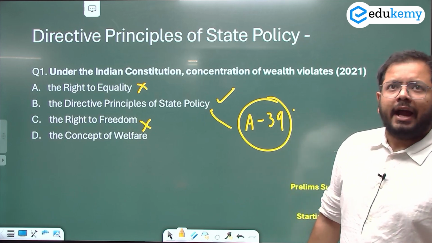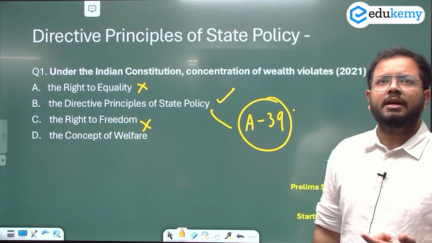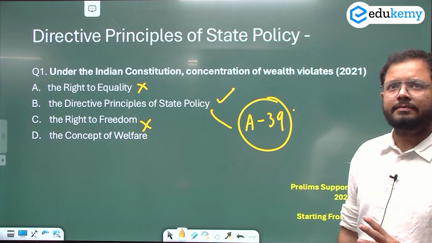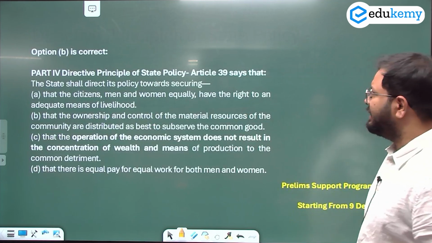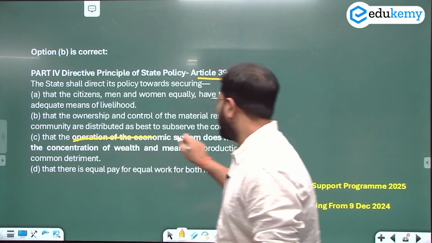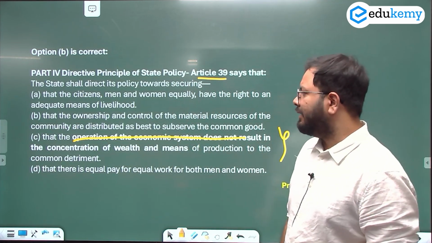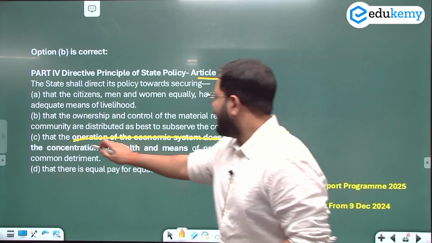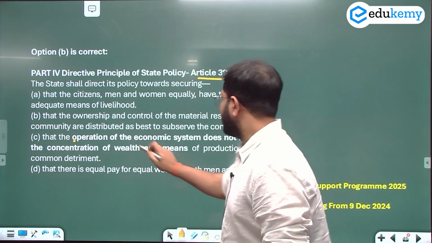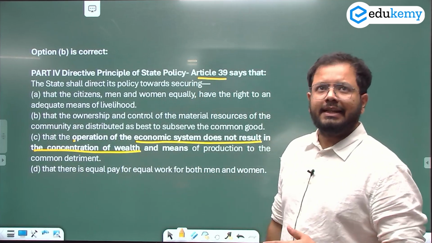So here Article 39 says that there should not be any kind of economic system which promotes concentration of wealth. As we can see in the solution, Article 39 says that the operation of the economic system does not result in the concentration of wealth and means of production to the common detriment. This is the line. From here you are getting concentration of wealth, and the answer comes from here.